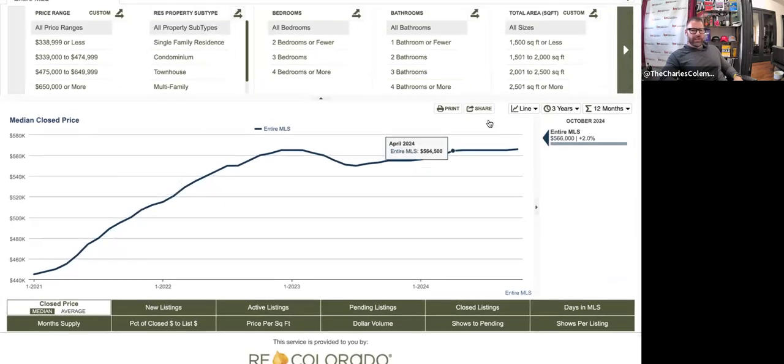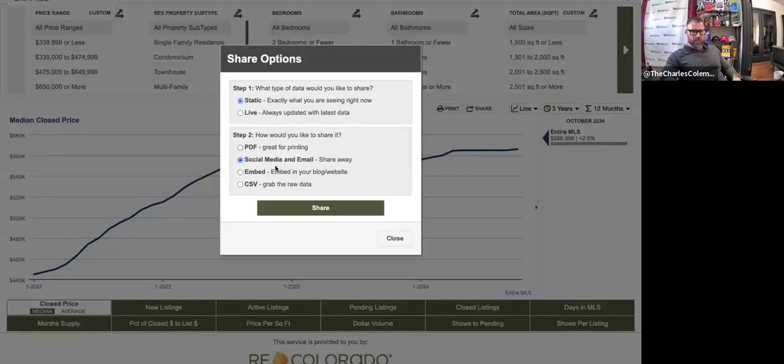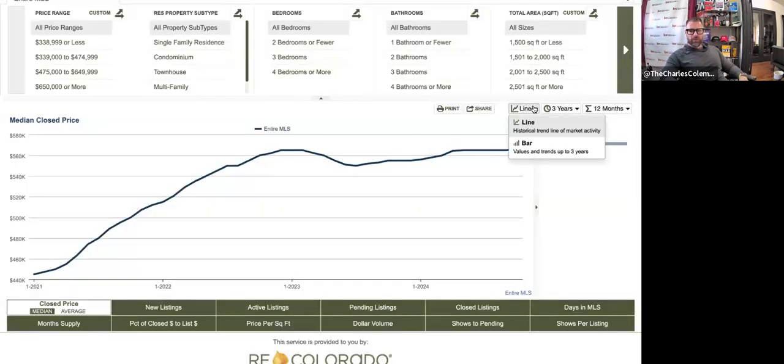So just for the quick overview synopsis of this, the very next line that we can go through, we can actually print this information. We could share it to social media, like PDF, social media posts. You could do it embedded if you want to put on your website, your blog. You could actually do a whole lot of stuff with this, or just a CSV file, which in the grand scheme of things is really just an Excel spreadsheet.